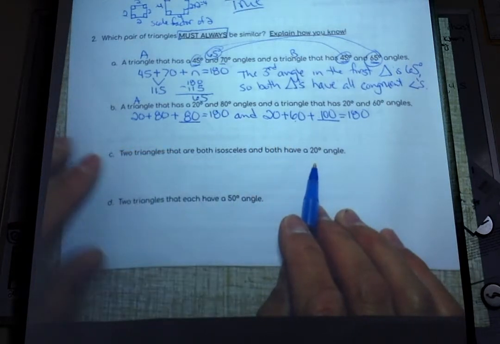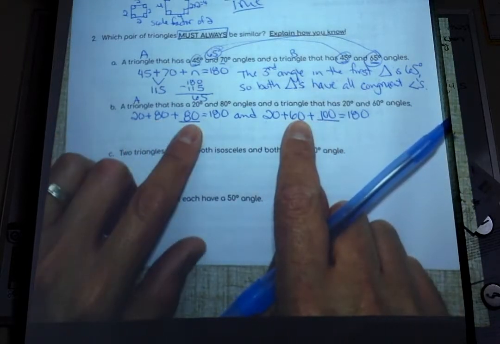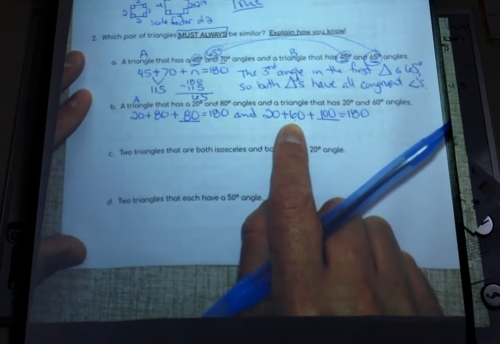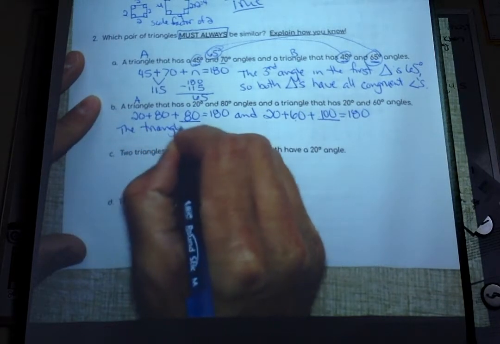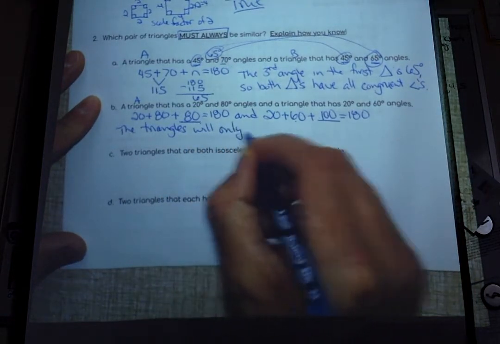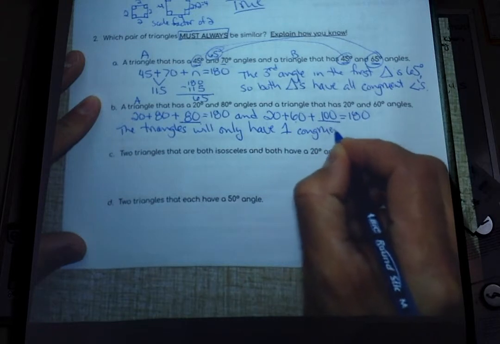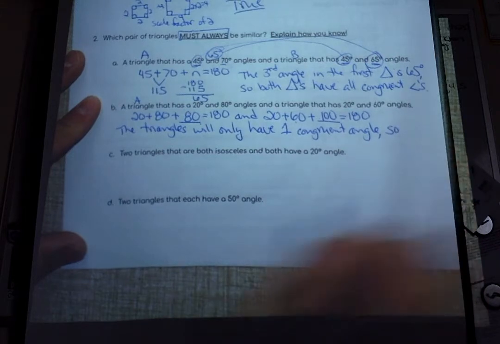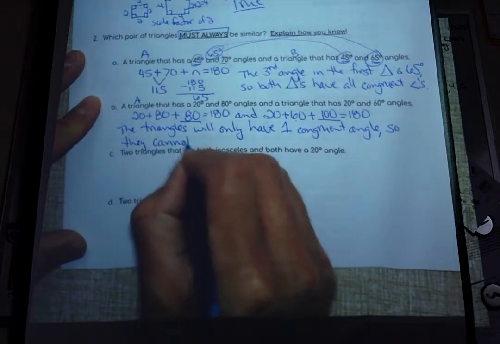So we can see the 20s are the same, but we don't have an 80 over here, and we don't have a 60 or a 100 on the other. So no, these are not going to be congruent, or they're not going to be similar. So you can say the triangles will only have one congruent angle, so they cannot be similar.